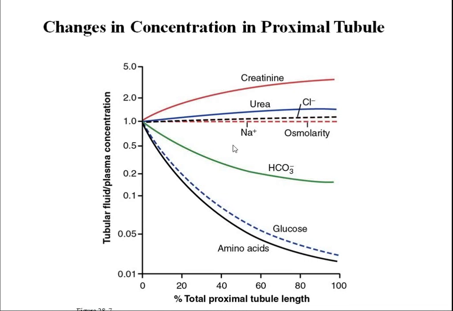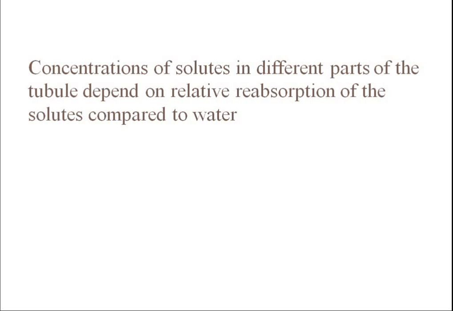But what you see for other substances which are maximally absorbed, like glucose and amino acids, which I told you are almost 100% reabsorbed in the PCT, is that their concentration goes on decreasing till the terminal portion of the PCT. Similar is the case for bicarbonate. You can see that because it is quite a lot absorbed in the PCT, its concentration also falls. While substances like creatinine and urea are not reabsorbed, so you can see that their concentration keeps on increasing. So what determines the concentration of a substance? The concentrations of solutes in different parts of the tubule depend on the relative reabsorption of the solutes compared to water.